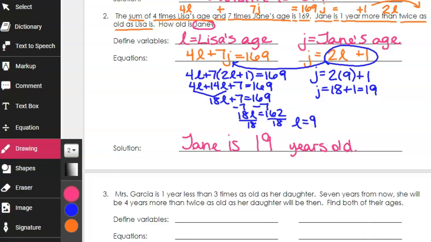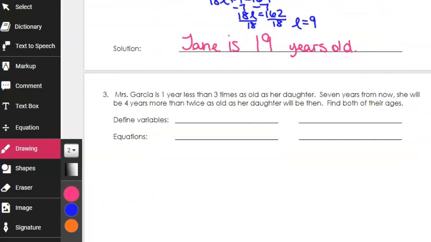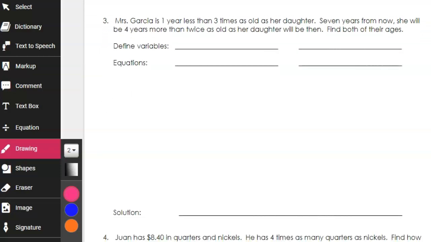So I'm going to move this down to number 3. Number 3 says Mrs. Garcia is 1 year less than 3 times as old as her daughter. 7 years from now, she will be 4 years more than twice as old as her daughter will be then. So this is quite the mouthful. This is a jumble of words. But I am supposed to find both of their ages.